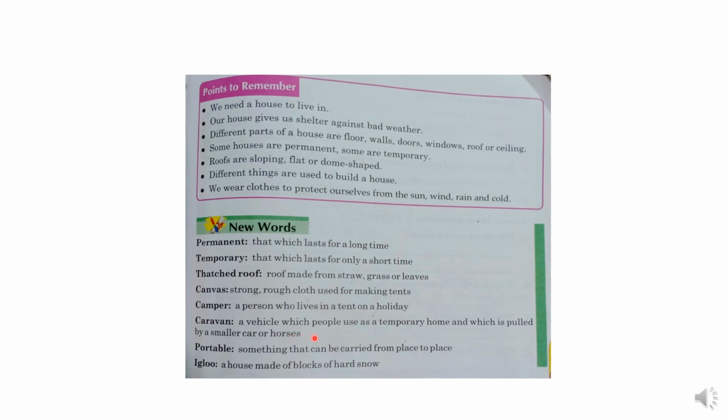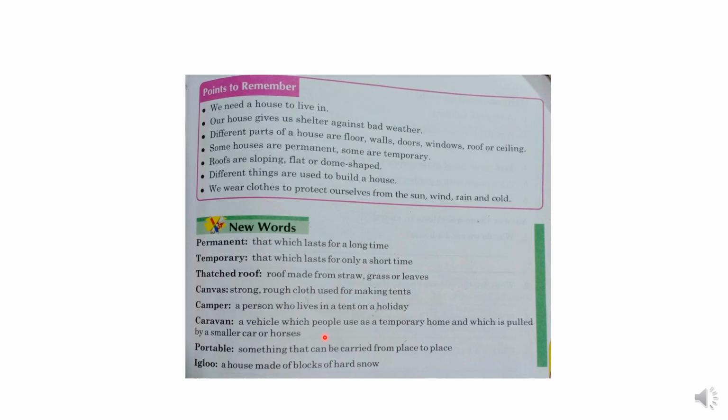A caravan is a vehicle that has all the facilities of a house, and it is movable and portable. Something moves it; either a small car or horses are attached to it and pull it from one place to another. You can think of it as a kind of vehicle, but with all the facilities that a house has. People live in it, and it is temporary.